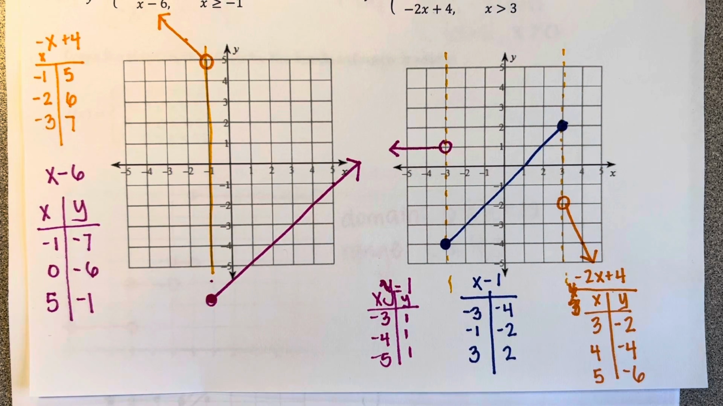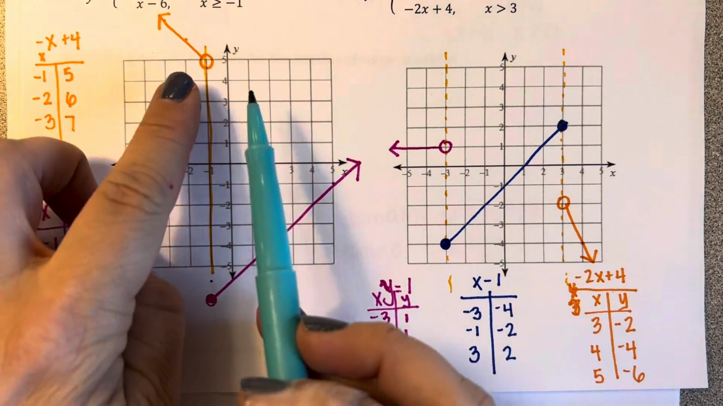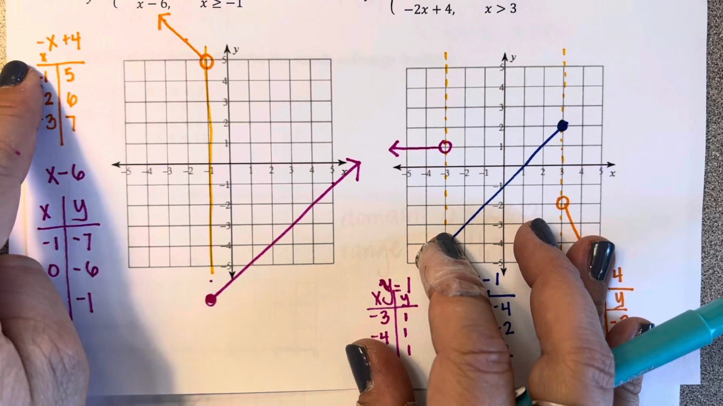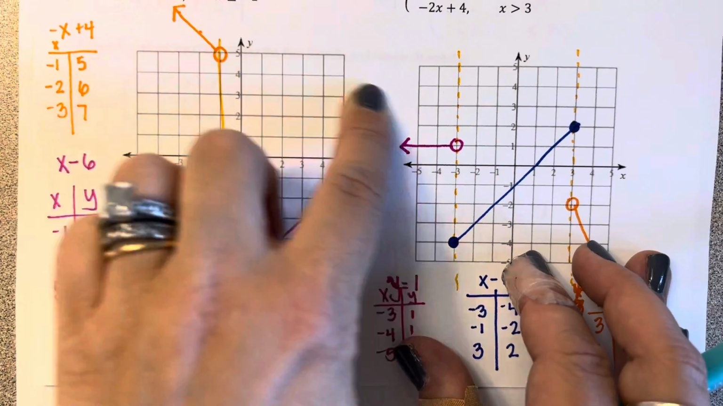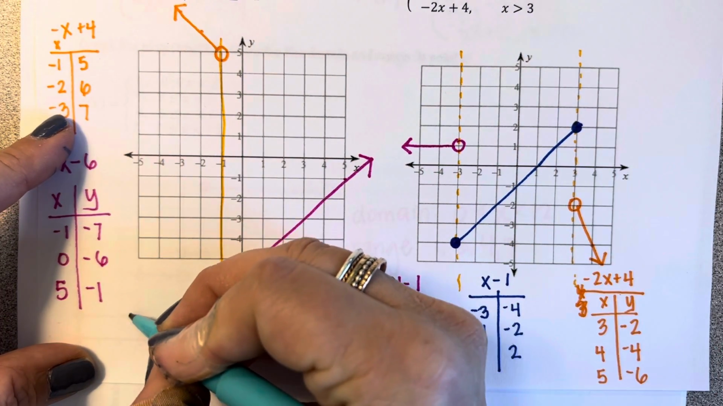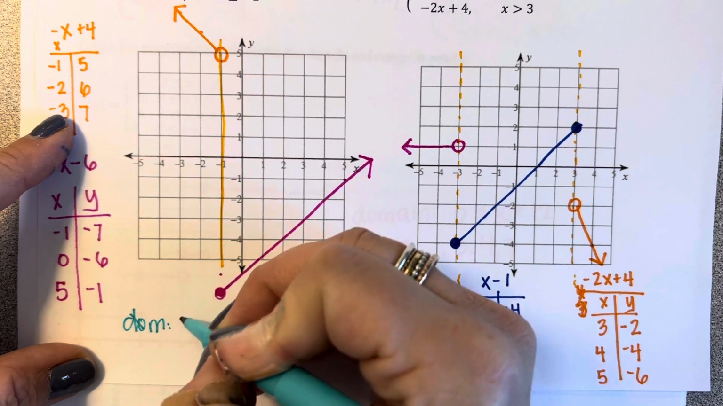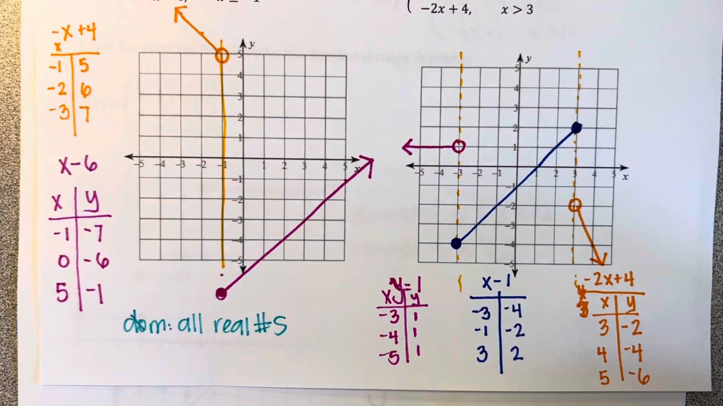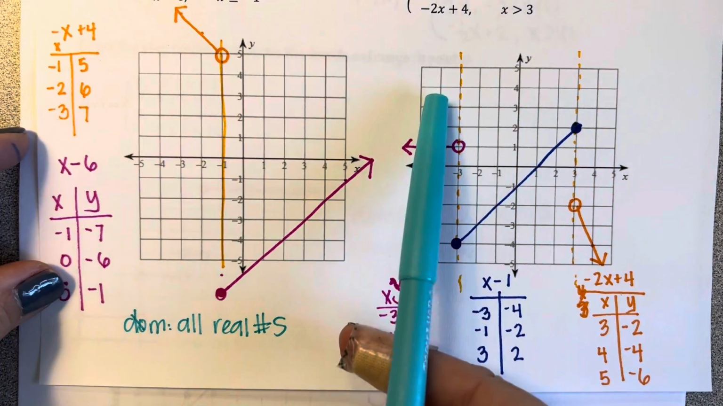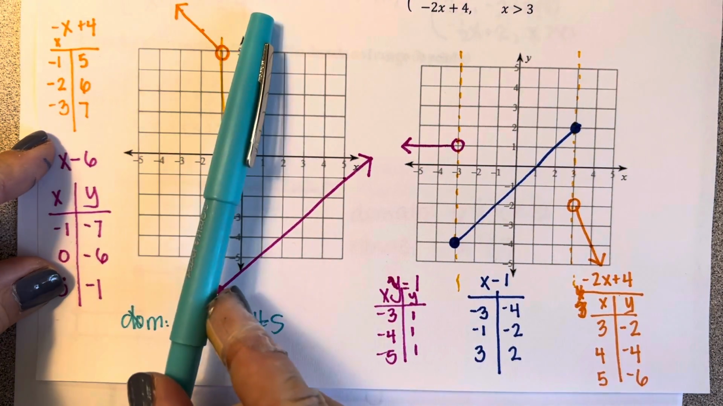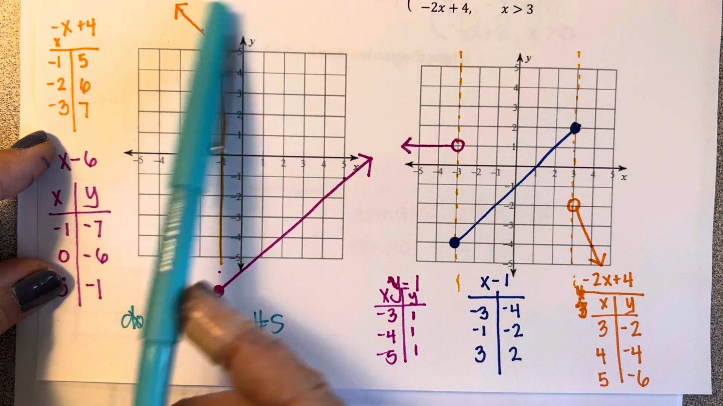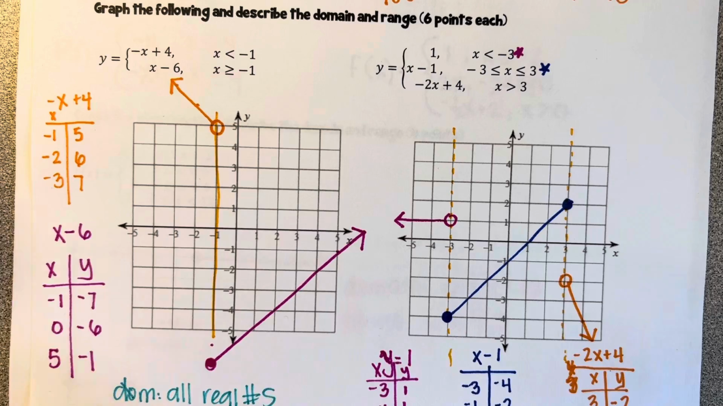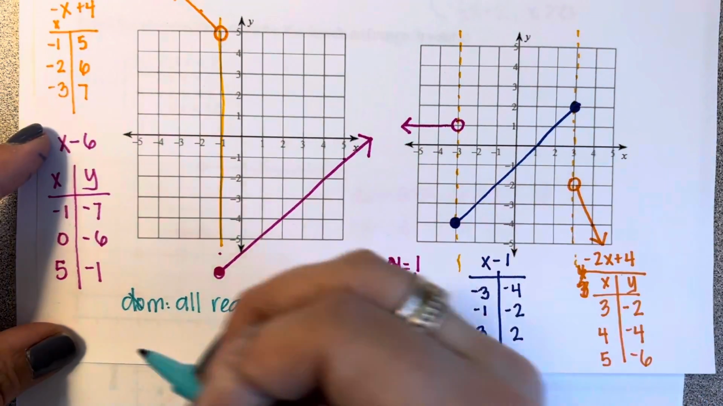Okay, domain are what possible x values do you have? So we could start here at -1 and go infinitely to the left, or we could start on -1 and go infinitely to the right. So my domain is all real numbers, right? It could be any x. We could put x is 1,000,000. Well, that's going to go with this function, right? Because it's greater than -1. We could put -1,000,000, and that's going to go on this first function because it's less than -1. So my domain is all real numbers.